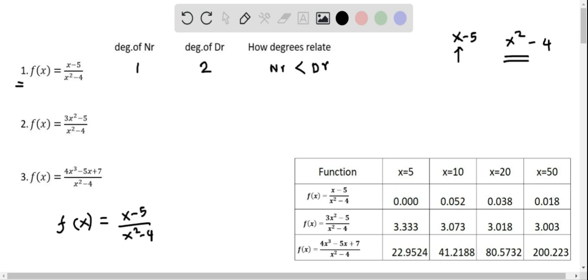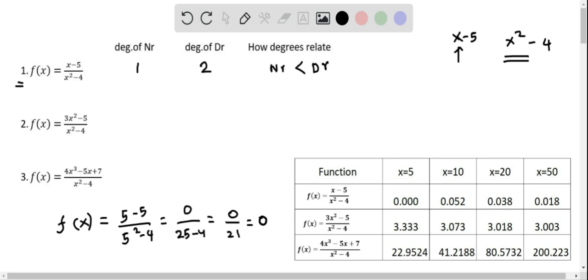To evaluate a function at any value of x, we simply plug the value into the function. So instead of x, I'm going to plug in 5. This becomes 5 minus 5 over 5 squared minus 4. 5 minus 5 is 0, and the denominator is 25 minus 4, which is 21. So 0 by 21 is still 0, and therefore the value of the function at x equal to 5 is 0. In the same way, we can plug in the values x equal to 10, 20 and 50.